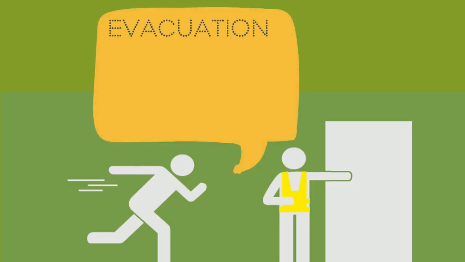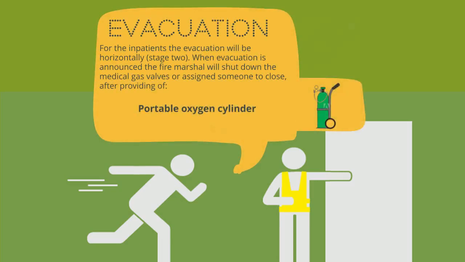Evacuation. For the inpatients, the evacuation will be horizontal, stage 2. When evacuation is announced, the fire marshal will shut down the medical gas valves or assign someone to close them, after providing portable oxygen cylinders and ambu bags.